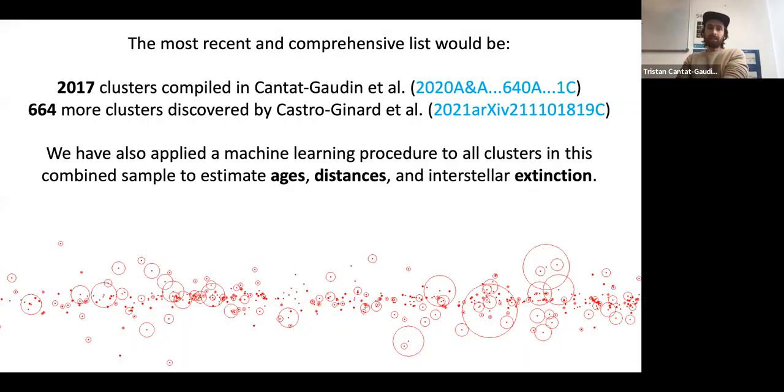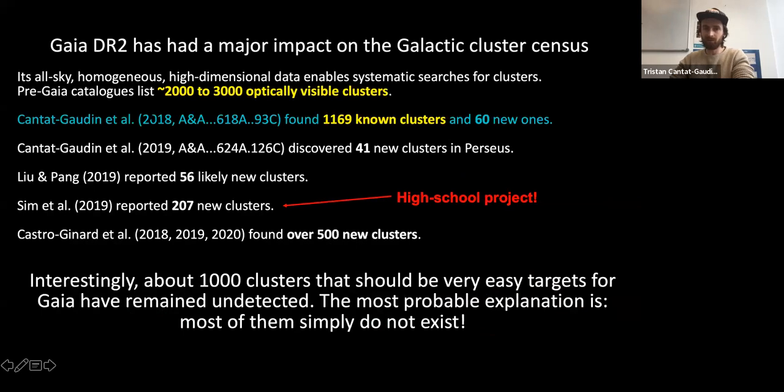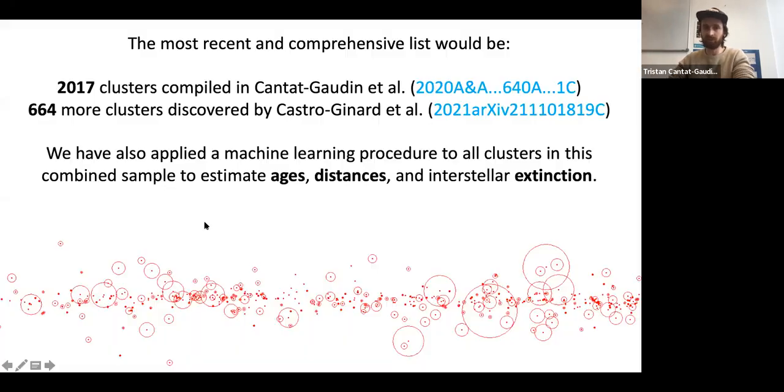And nowadays, like today, I think the most complete list of clusters you could get from the literature would be those 2,000 clusters we studied in this paper. And this list includes many of the clusters I reported in this slide, plus new discoveries. And very recently, Alfred Castro-Ginard revealed new clusters from the Gaia EDR3 astrometry. And so until recently, you would make a paper if you discovered one new cluster. Now people discover 300, 500, 600 clusters in a single paper.